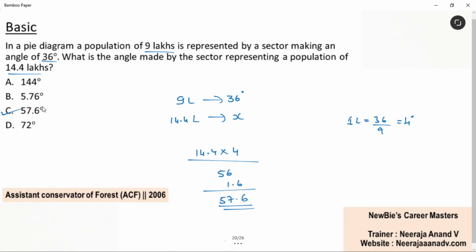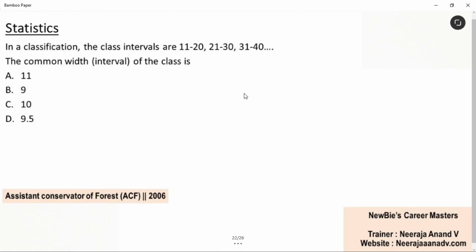Okay? Yes. Newbies, the question that we are solving now is from statistics. The question is, in a classification, the class intervals are 11 to 20, 21 to 30, 31 to 40, and so on. The common width or interval, you can say interval of the class. Very simple. From 11 to 20, how many numbers are there, including 11 and 20? Check it. That will be the answer.